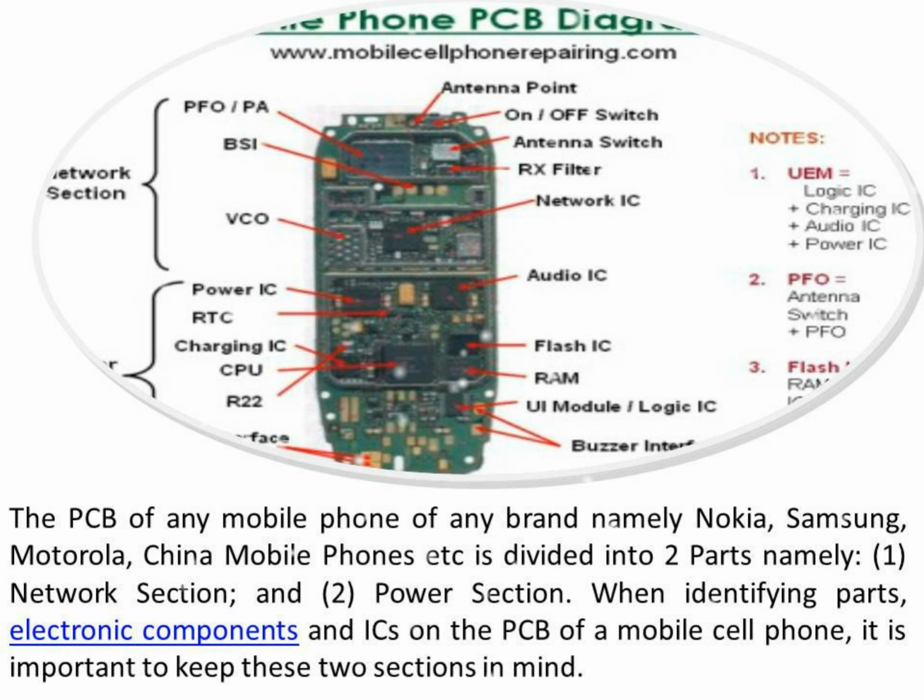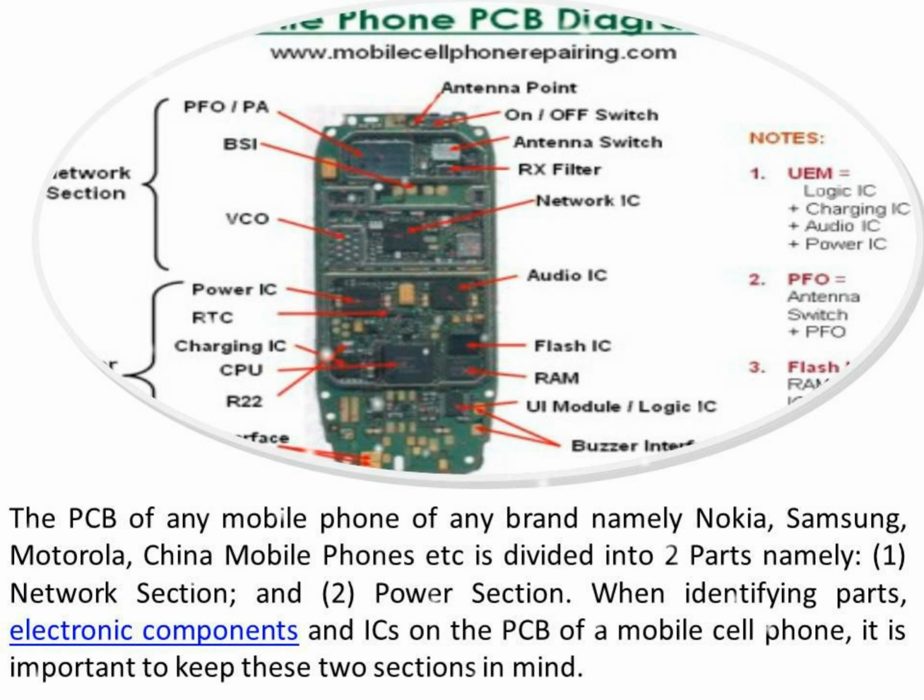Antenna point. The point where the antenna is connected is called the antenna point. It is normally located at the top of the PCB of a mobile phone. Network section. The section below the antenna point and above the power section is called the network section.